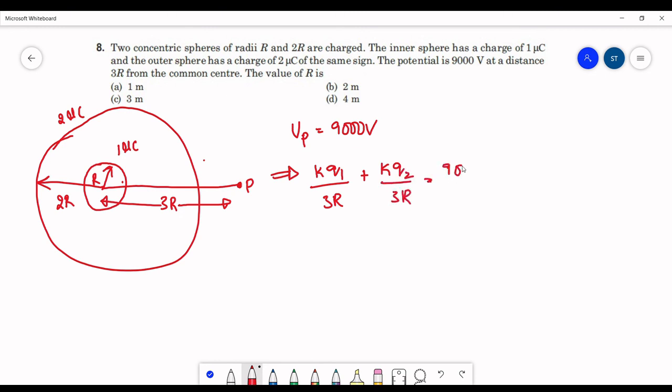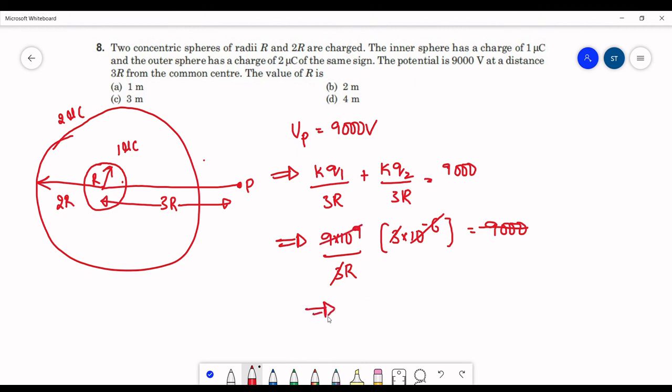Now just substitute the values. K value is 9 into 10 power 9. I am taking this common, and 3R also you can take common, into Q1 plus Q2, that is 1 μC plus 2 μC, 3 μC, 3 into 10 power minus 6, is equal to 9000. So this 3 will get cancelled out, 9 into 10 power 9 will get cancelled out. So from here we can write R is equal to 1 meter, which will be option A.